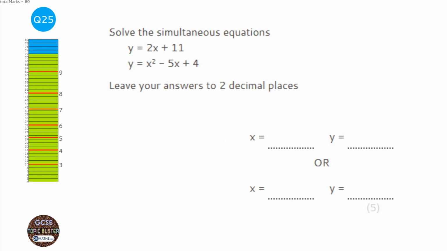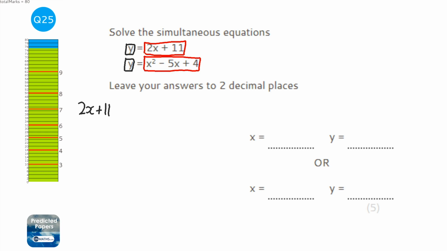Okay, so we've got a linear and a quadratic equation, and so the way of doing these is slightly different. If you notice that each equation has this y in, now y is going to be equal in both equations, so what we do is we get the equations equal to each other. So we've got 2x plus 11 equals x squared minus 5x plus 4. Now we can get them equal to each other because if we're solving, y is exactly the same thing. So we're just getting them equal to each other because they both equal y.